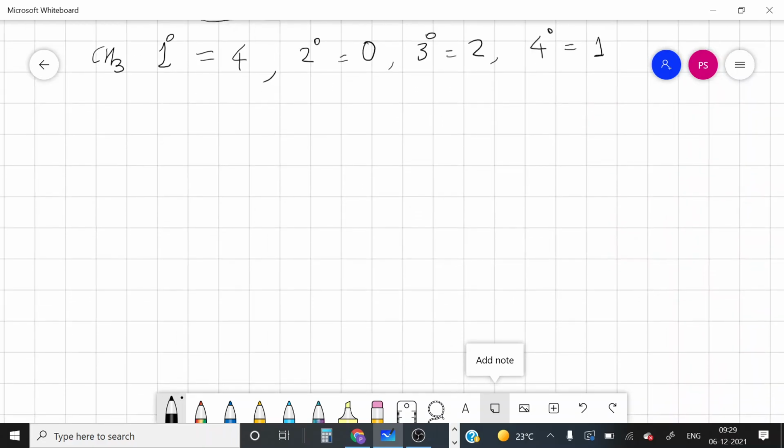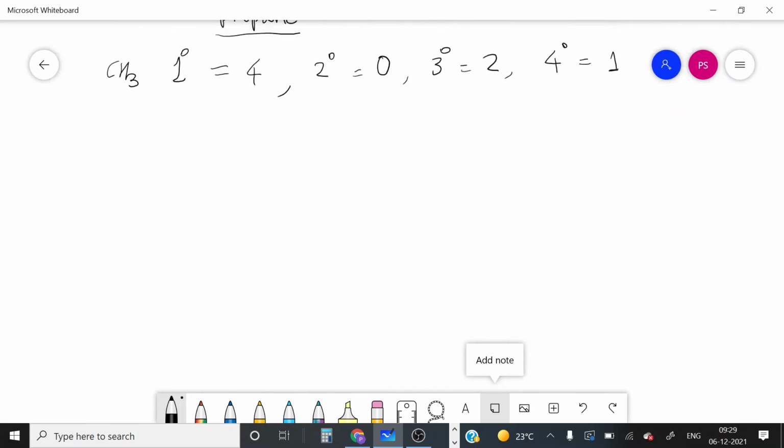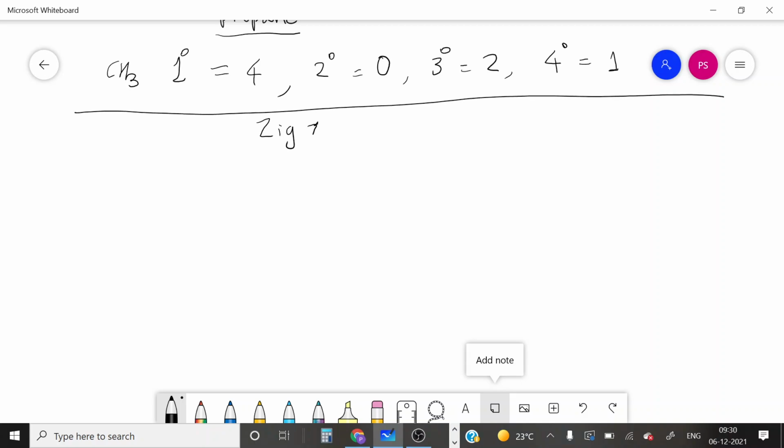Now, the zigzag structure or bond line formula containing multiple bonds and other functional groups also. Okay. Now, you tell me the formula of this compound. What is the formula of this compound?